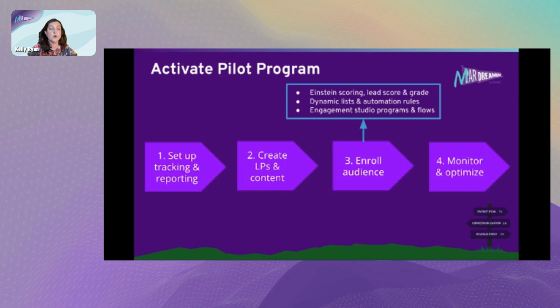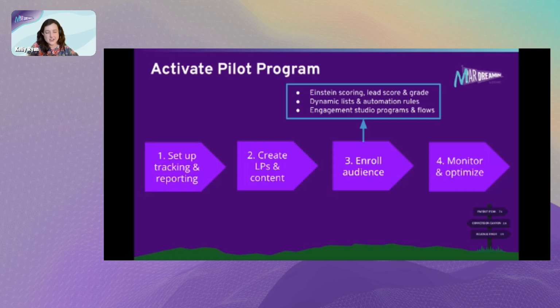Step 3, enroll your audience. So creating target account lists and your key buyer groups is going to be really important. You should have already done this with sales and marketing based on persona insights, scoring or grading. We also have Einstein scoring, depending if you're using that, or buyer intent signals. With that, we can make dynamic lists and use automation rules to enroll our audience in the right place at the right time and the right channels.